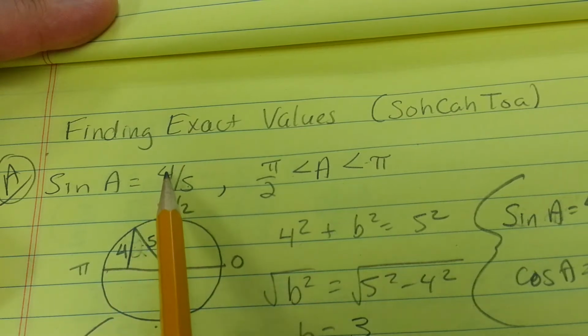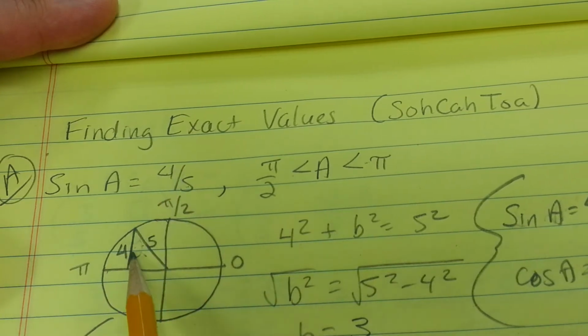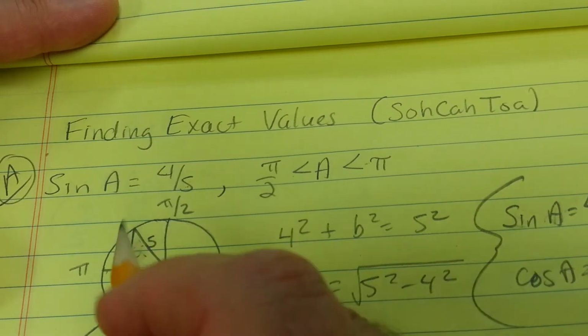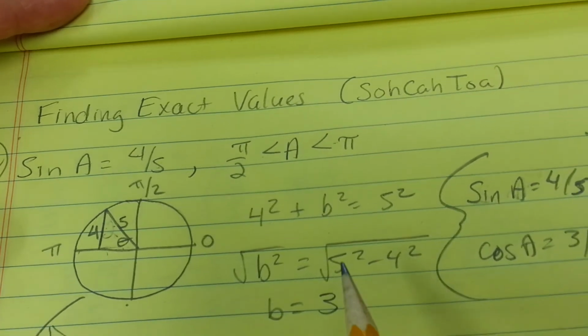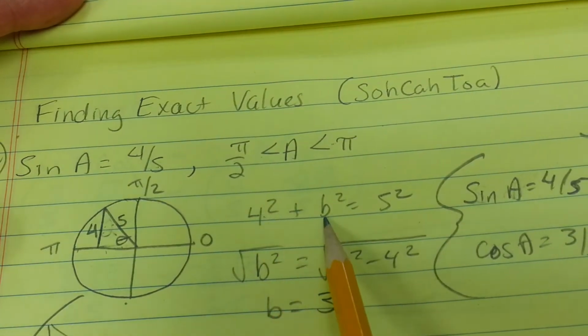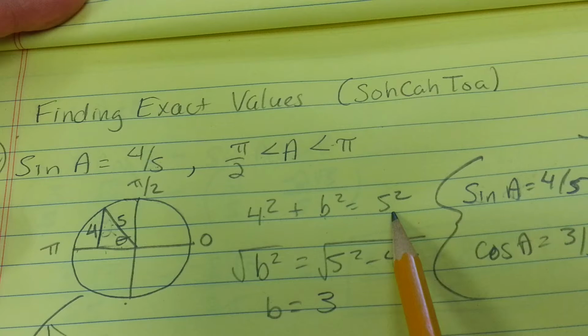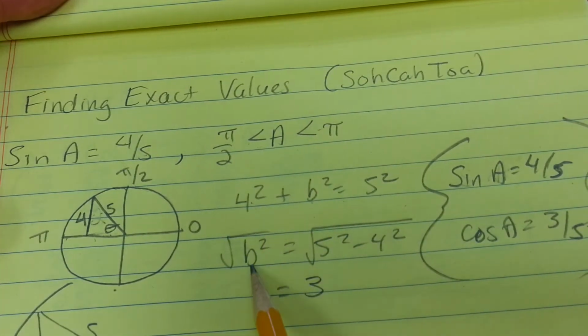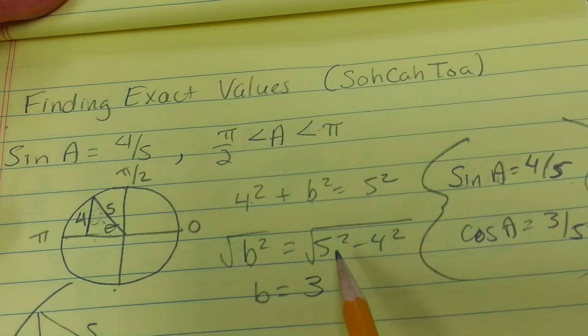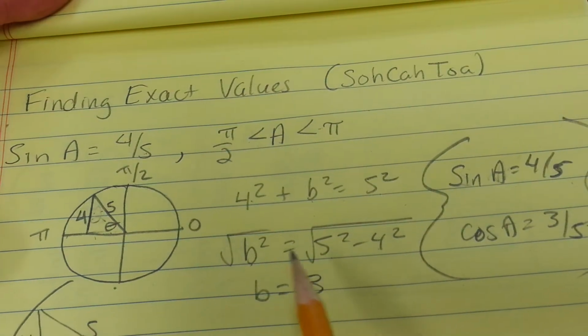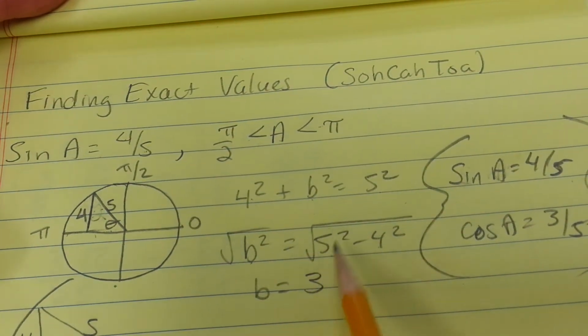So remember, that's opposite over hypotenuse, so that's 4 over 5. We're going to need to find cosine, so we're going to solve for what the adjacent is. We have opposite, hypotenuse, we need adjacent for this theta. Okay? So notice I've got 4 squared plus b squared equals 5 squared, Pythagorean theorem. B squared is going to be what? 5 squared minus 4 squared, which is 25 minus 16. 9, square root of 9 is 3.